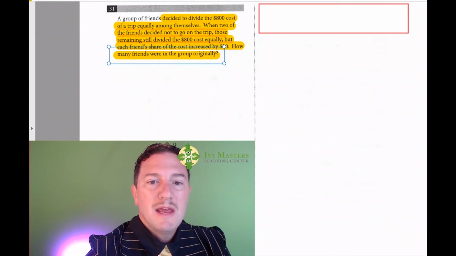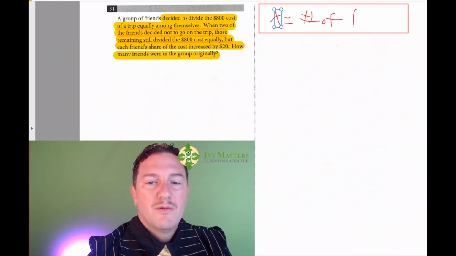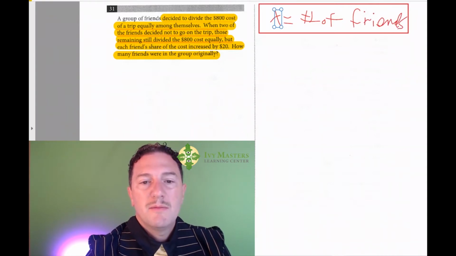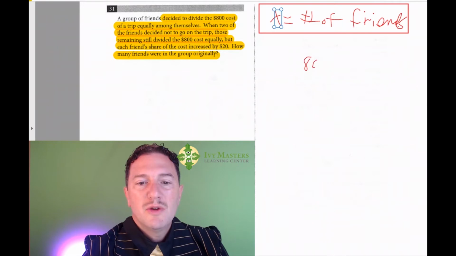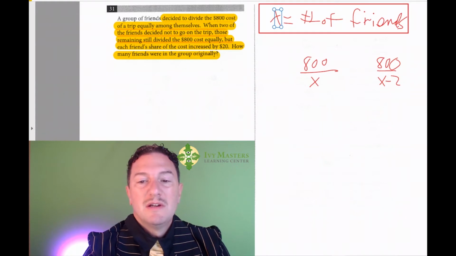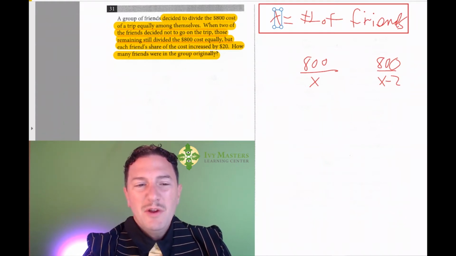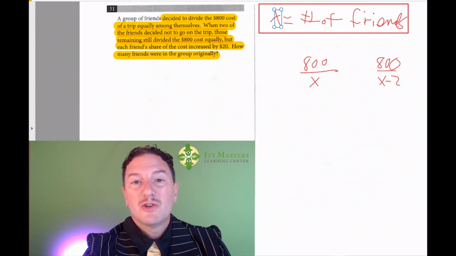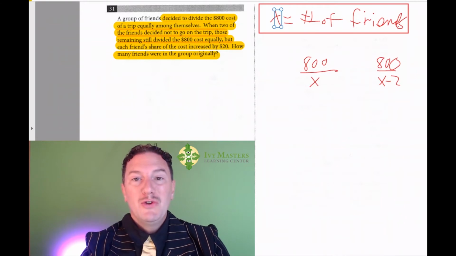So let's make X equal the number of friends. If X is the number of friends, then originally you had that $800 cost being divided by X. Now, after 2 decided not to go, that $800 cost is being divided by X minus 2. And then we've got that 20. It's going to be $20 more when the 2 friends don't go.